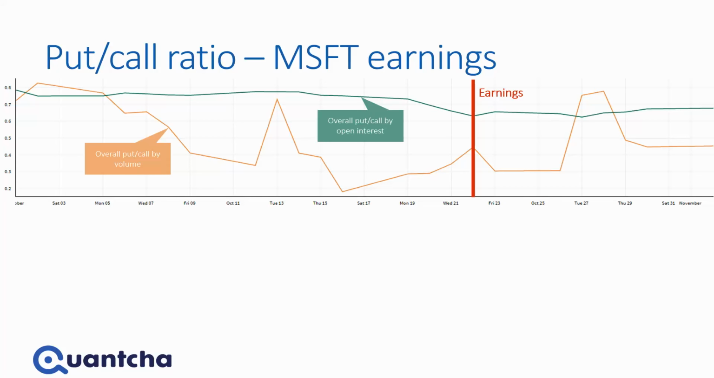So we can see that as you got towards earnings, there was that trend downward towards a more bullish number for the open interest, while the volume was a little bit more wild.